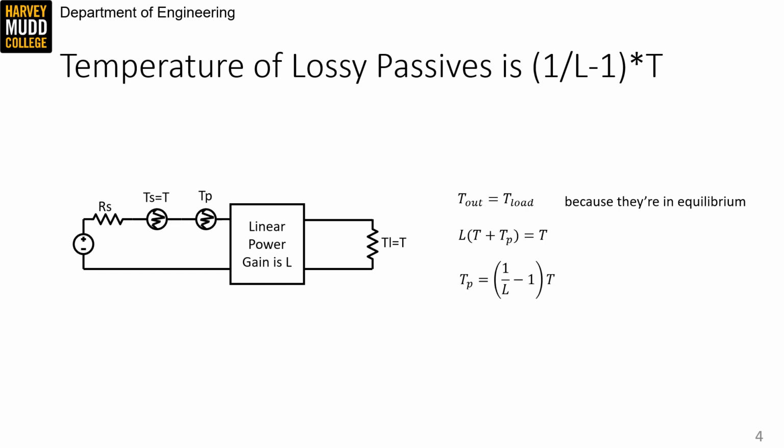Rearranging a little lets us calculate the temperature of the passive in terms of L and the physical temperature. Tp is equal to 1 over L minus 1 times the physical temperature. It's worth noting that this is a very powerful equation. We can use it for any lossy passive, so this works for attenuators, filters, splitters, couplers, and some mixers. If a component has an insertion loss, this equation will tell you its noise temperature.